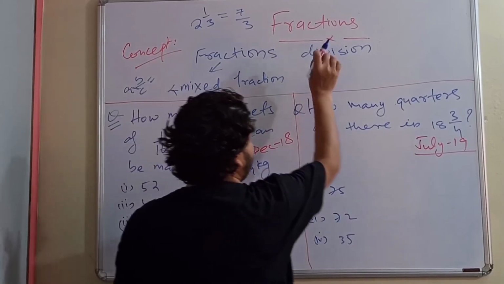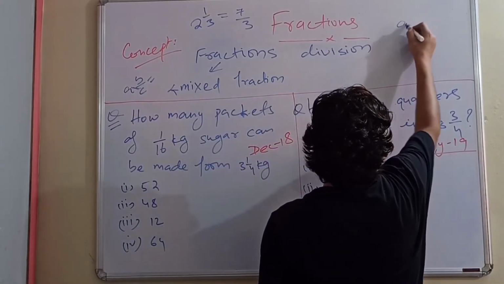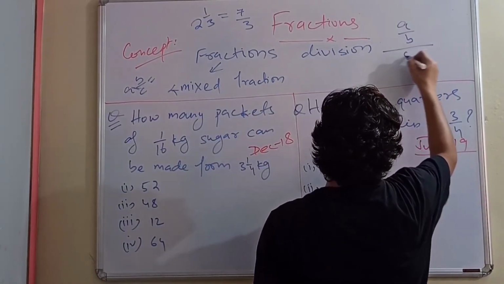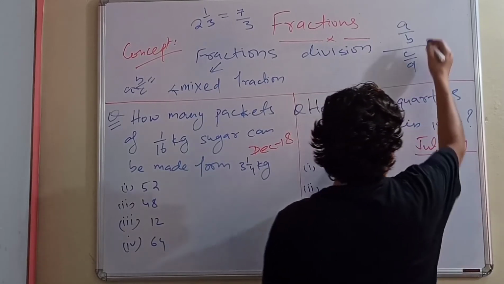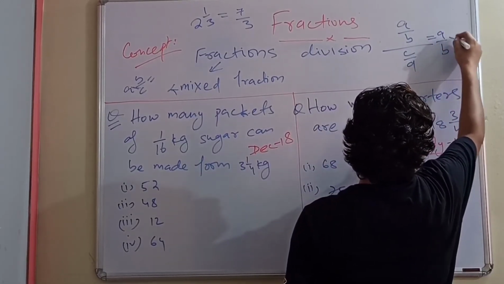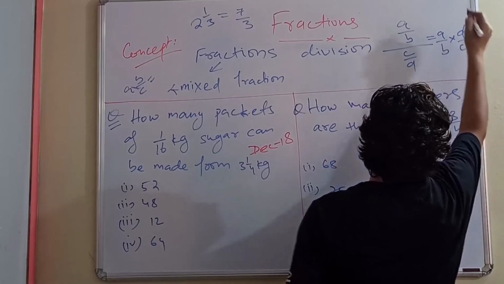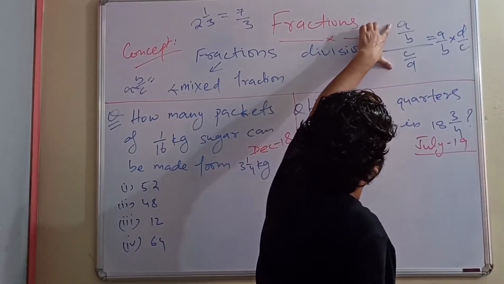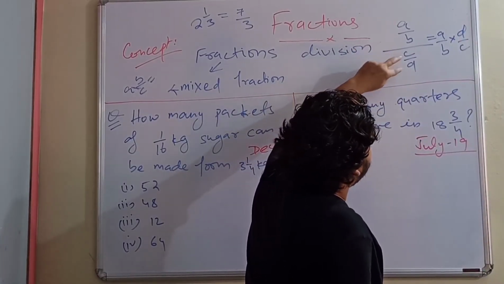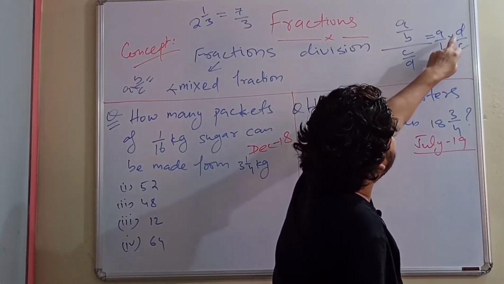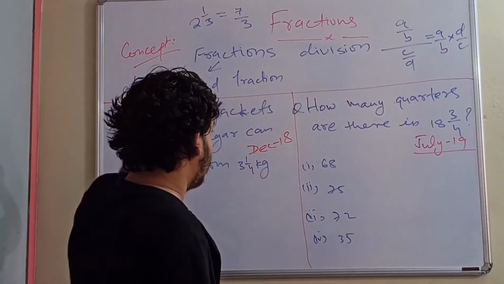Then fraction division. Coming to fraction division, a by b divided by c by d, I can write this as a by b into d by c. So in case of fraction division, the fraction reverses itself and is kept in multiplication. So let's see.